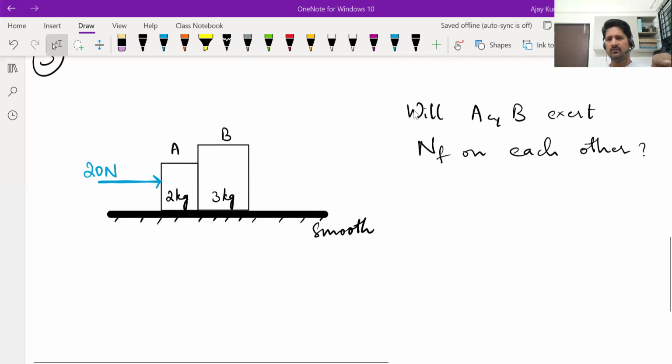Yes, sir. How can you say that they will exert normal force on each other this time? Wait. Because the surface is horizontal, what did you say? Yeah, we are applying the force only from one side, correct?